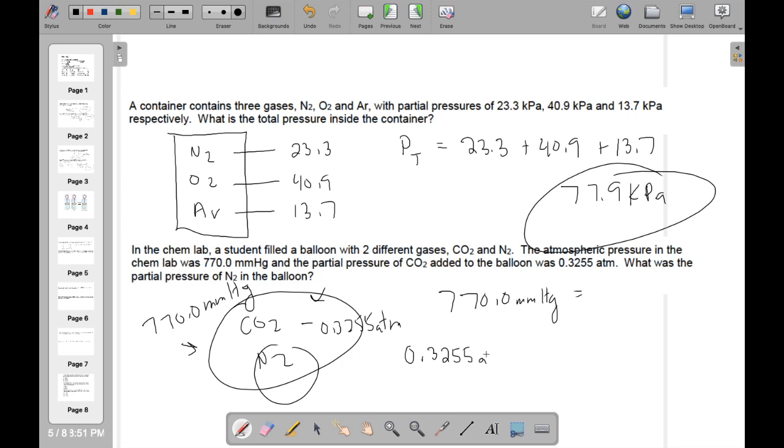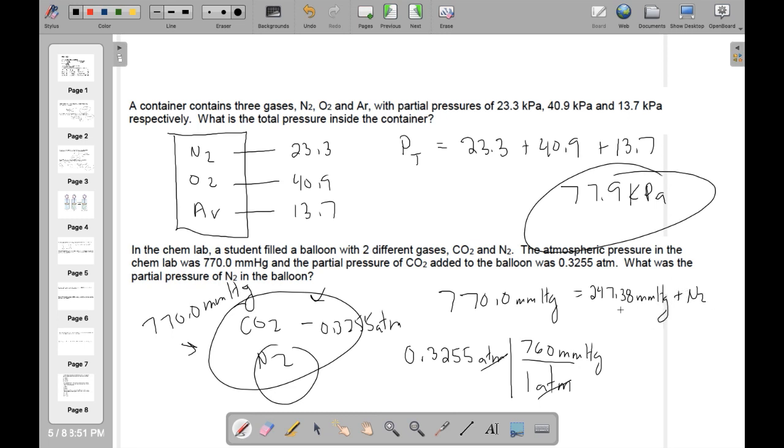0.3255 atmospheres. What is that in millimeters of mercury? Well, 1 atmosphere equals 760 millimeters of mercury. Notice how we can now cancel out our units. I will multiply this, and I'm going to get around 247.38 millimeters of mercury plus N2.